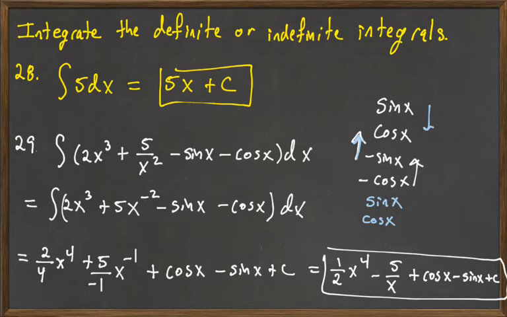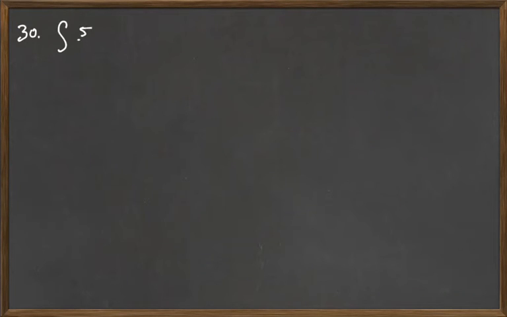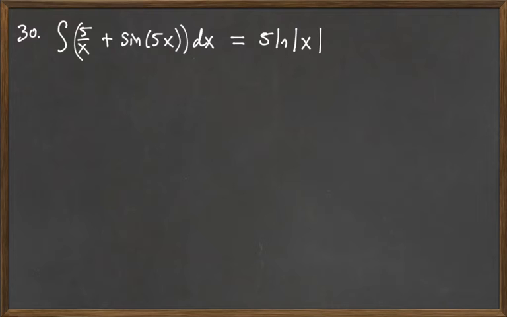All right, a couple more examples. So we got the integral of 5 over x plus sine of 5x dx. All right, so we got that 1 over x, so that's going to be the natural log. So we'll have 5 natural log of the absolute value of x. Over here we can separately do the integral of sine of 5x dx. Now, if we were taking the derivative, you would get cosine 5x times 5 by the chain rule. So instead of multiplying by 5, you're going to divide by 5.